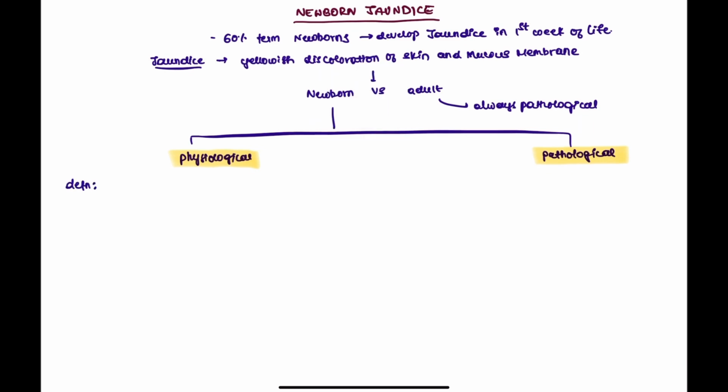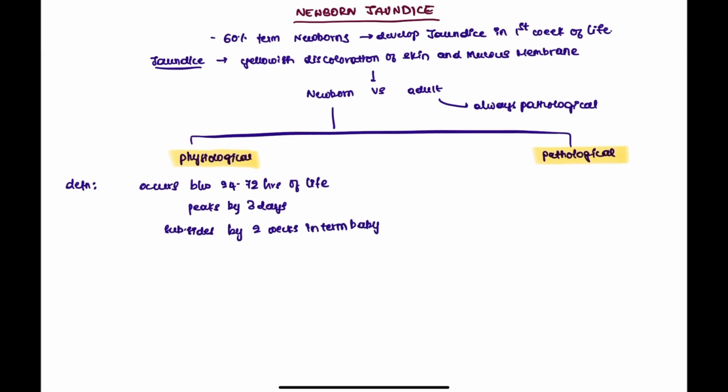So coming to the definition, physiological jaundice is something that occurs between 24 to 72 hours of life. It peaks by 3 days and it subsides by 2 weeks in a term baby. So what are the causes of physiological jaundice? The main cause is immature UDP glucuronyl transferase, which is responsible for conjugation of bilirubin.